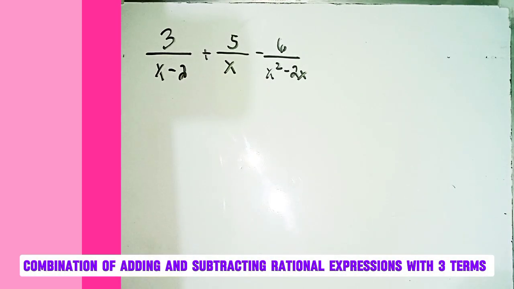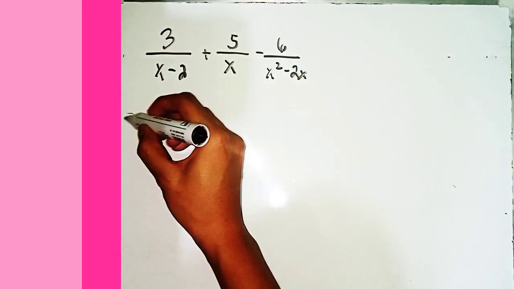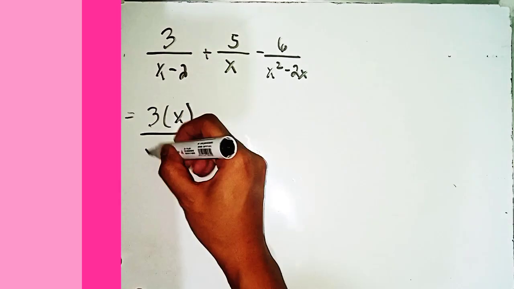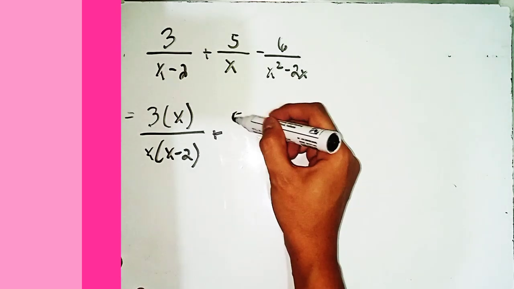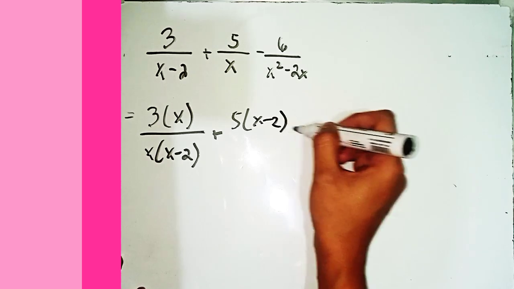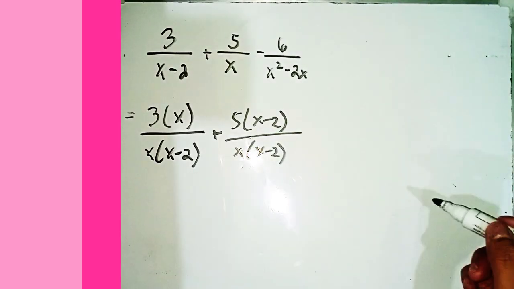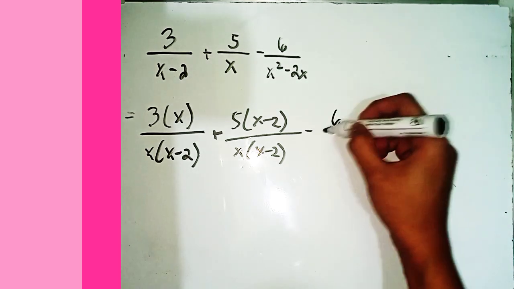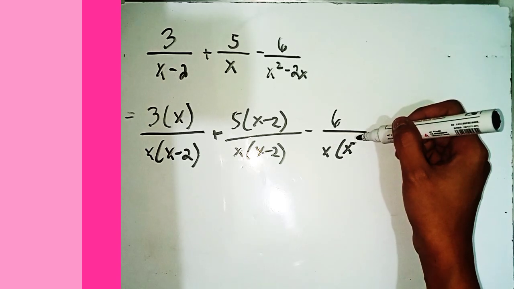Last but not the least, our 10th example. The first thing that we will be doing is to get their LCD. So their LCD would be x minus 2. So 3 multiplied by x minus 2, plus 5 over x minus 2. Whatever you would be multiplying on the top, you should also multiply on the bottom. So minus 6 over x minus 2.